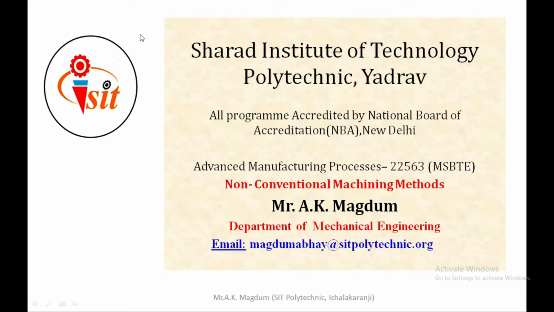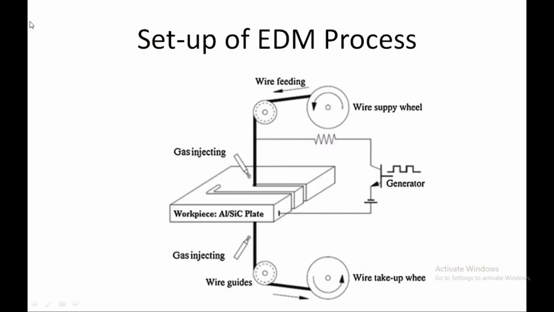In this wire EDM process, first of all, we discuss the basic function of the wire EDM process. Here, the principle is the same as the EDM process. Here also a spark takes place, but instead of an electrode, in this process they are using a wire. So how does it actually work?